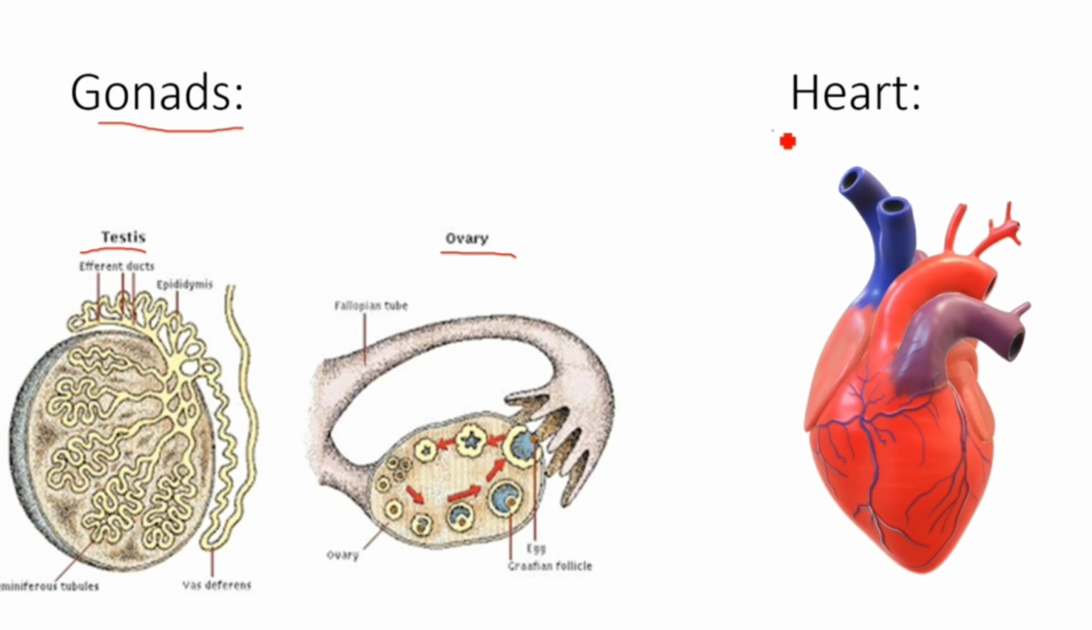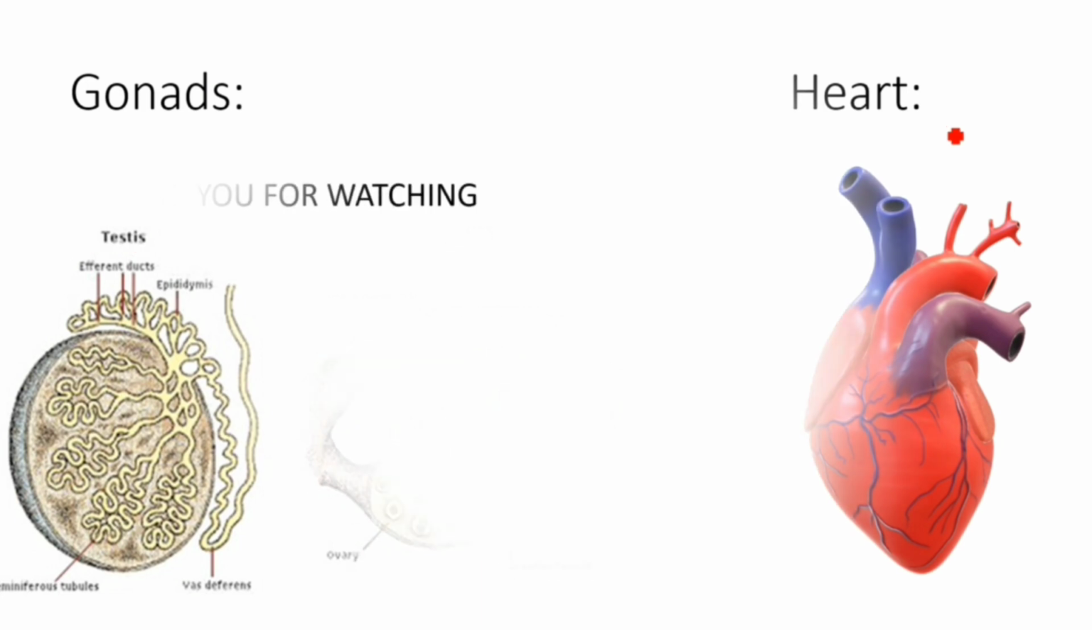And even the heart also acts as an endocrine gland. It secretes atrial natriuretic peptide hormone, which helps in decreasing the blood pressure. So these are the different endocrine glands present in a human.